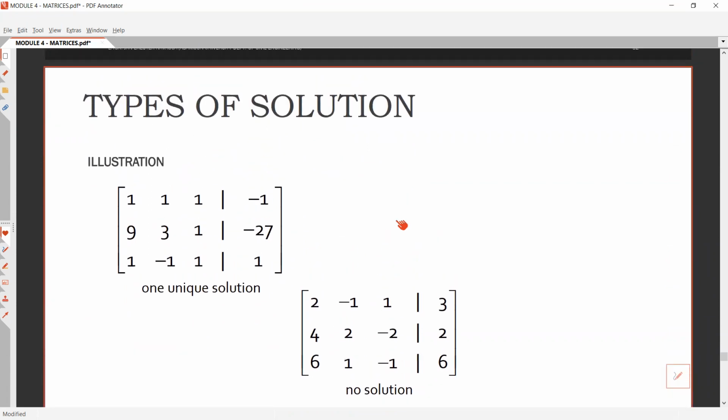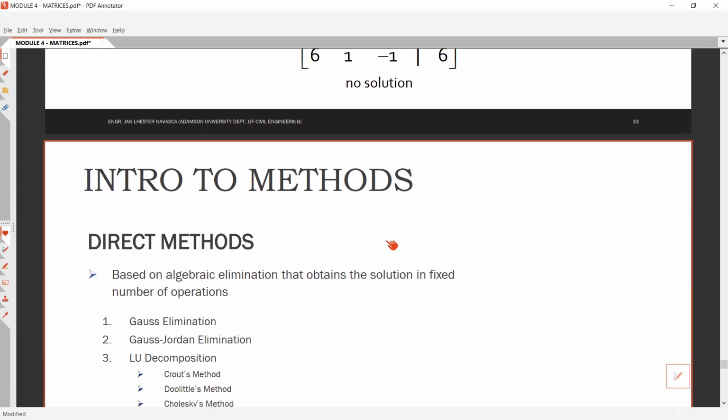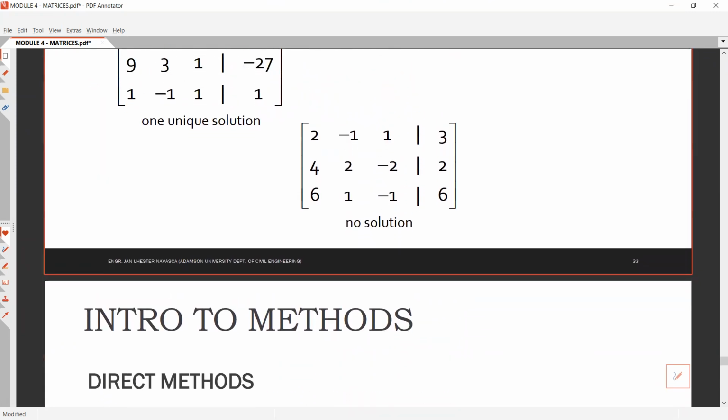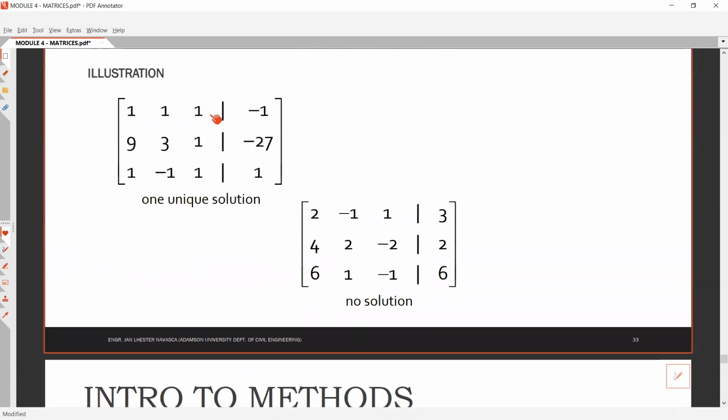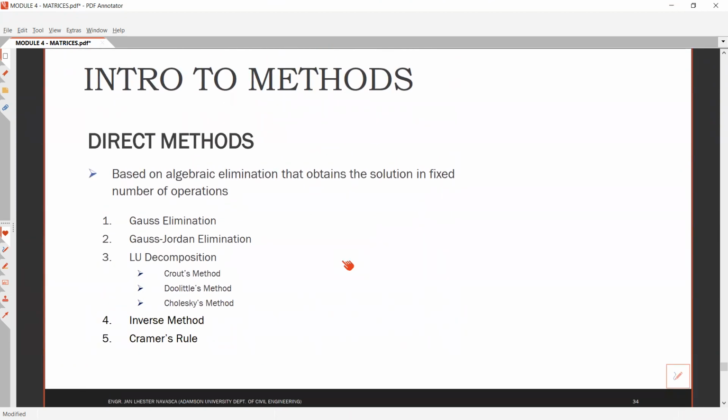Okay. So for the illustration, we have this one. Meron siyang 1 unique solution. This one is no solution. Okay. So in getting the solution for the linear equation or solving for linear equations, we have the direct methods. Okay. So for the direct methods, ito yung i-discuss natin next meeting. Okay. So for the direct method, we have the Gauss-Jordan elimination, LU decomposition, inverse method, and the Cramer's rule.